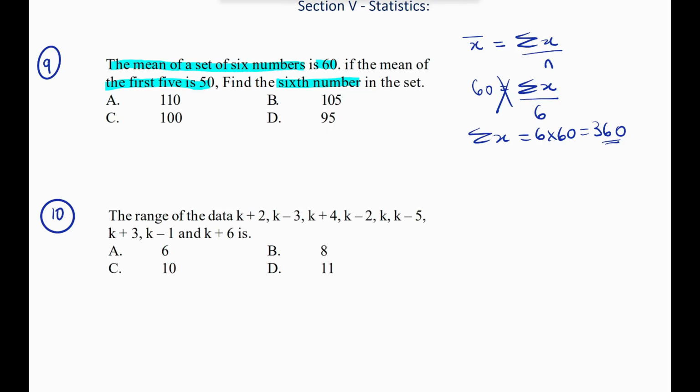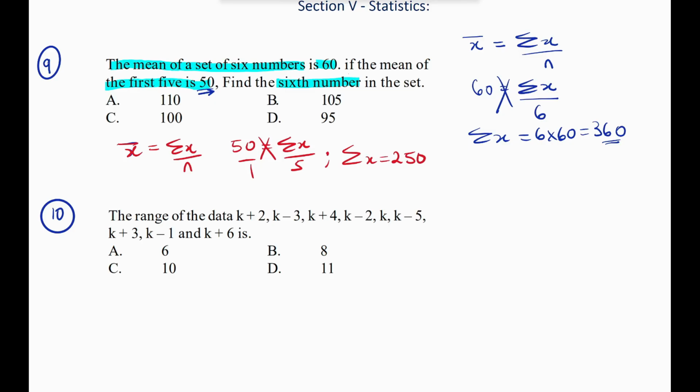And they told us that if the mean of the first five numbers is 50, find the sixth number. So the mean of the first five numbers, let's work that out here. The same formula: mean of x is the same thing as the sum of all values divided by n. So we're told that the mean of the first five, which is 50, is equal to the sum of all the five numbers divided by five. Cross multiply that, and the sum of these five numbers is 250.